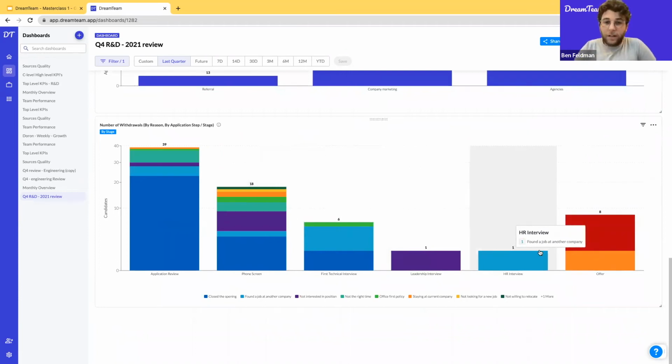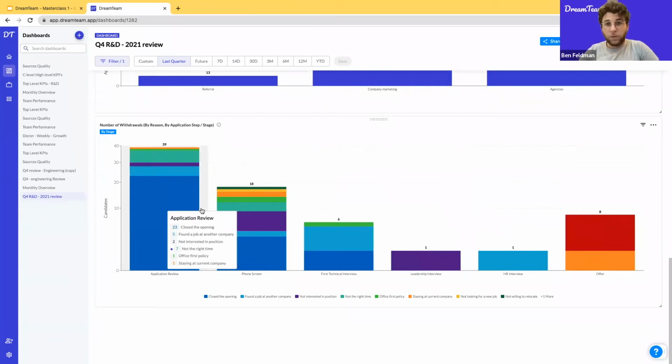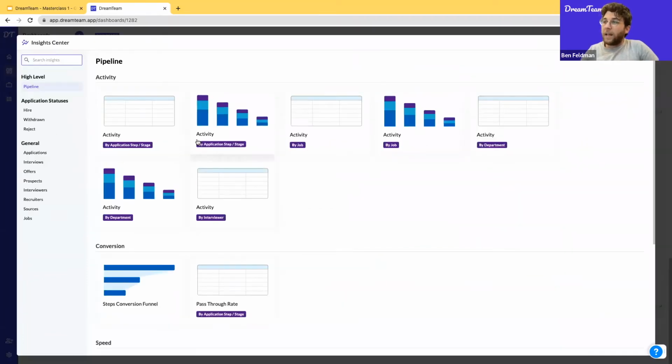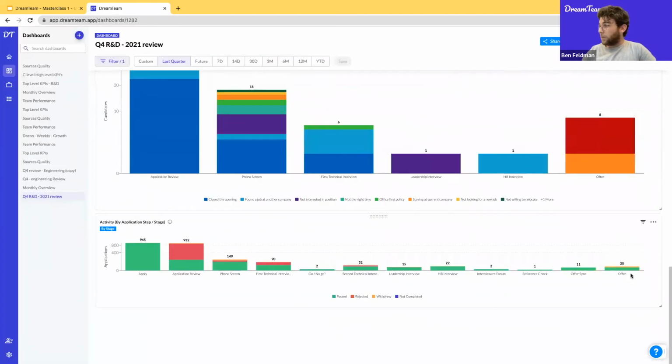The other thing that this reminds me of, so at this point we have something of interest, but the other thing that it makes me think of is we're gaining really valuable insights over here from withdrawals. I wonder what the situation is regarding rejections. So I'm going to go high level. And I want to see activity, right? So what actually happened by each stage over the last quarter, and I want to see a deeper look into that.